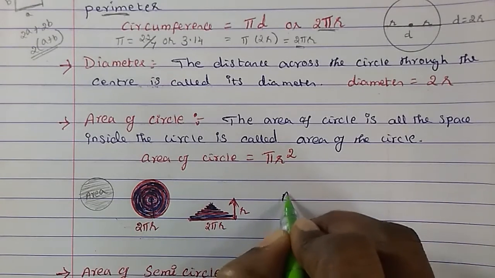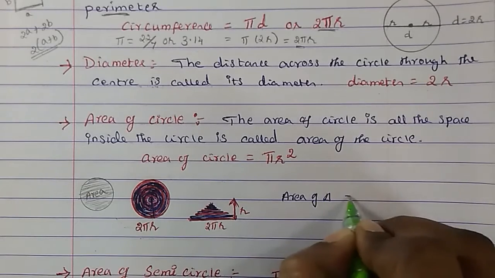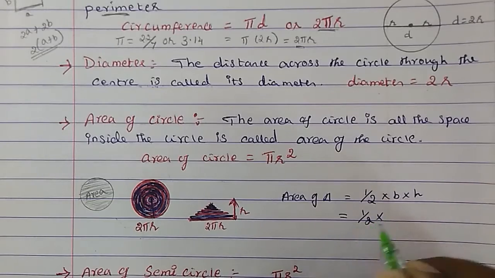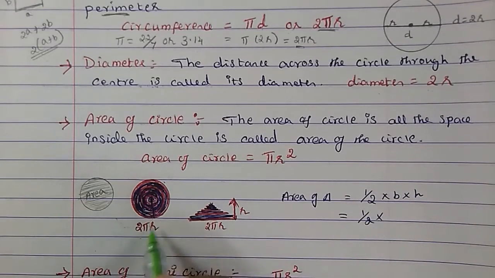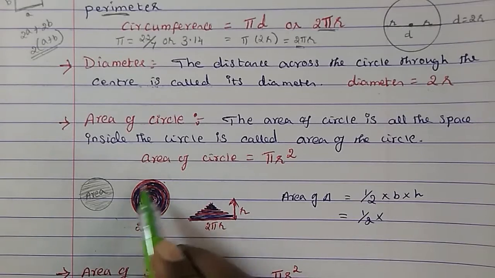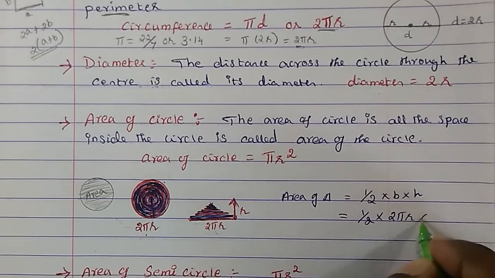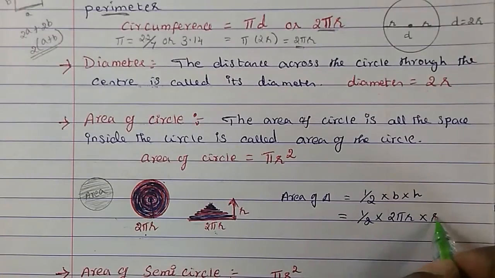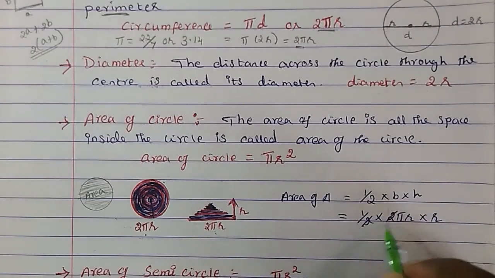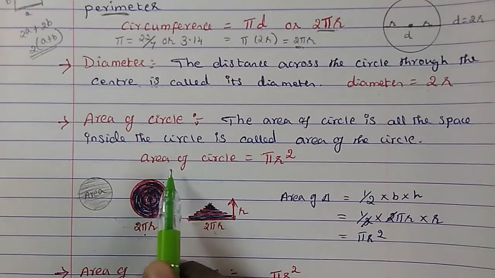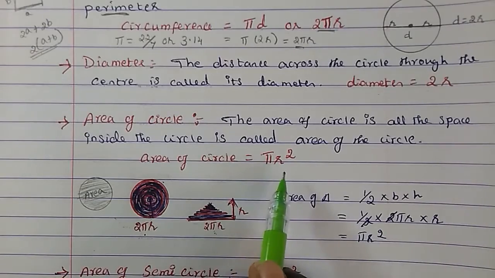The area of a triangle is half into base into height. What is the base here? The first thread we cut open and spread becomes the circumference of the circle, which is 2 pi r. So the base is 2 pi r and the height is r. Then the 2 gets cancelled, and we get pi r square. That's how we got this formula: area of circle is pi r square. You have to learn these formulas by heart.